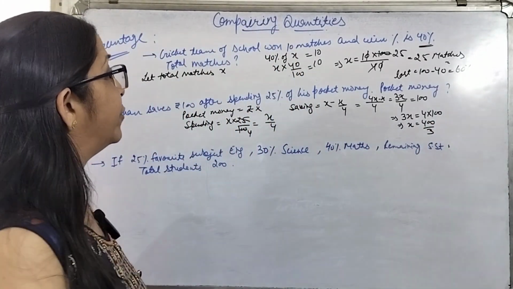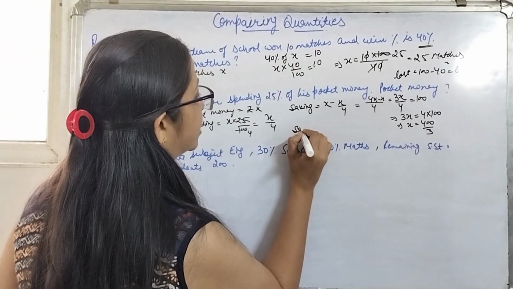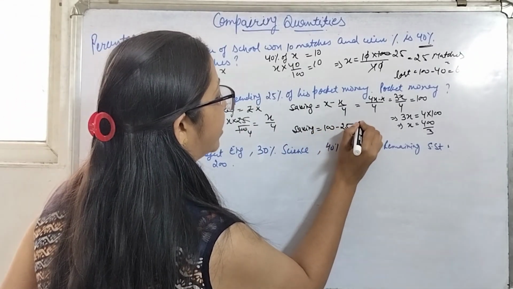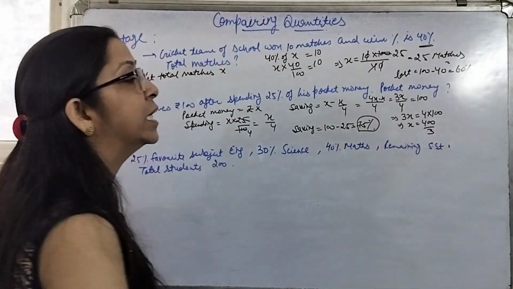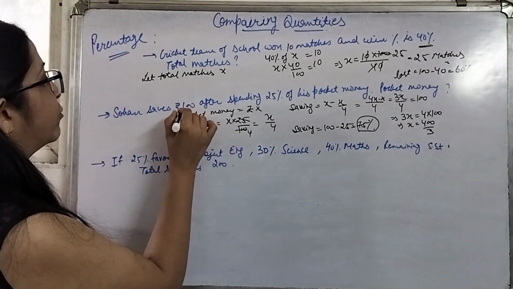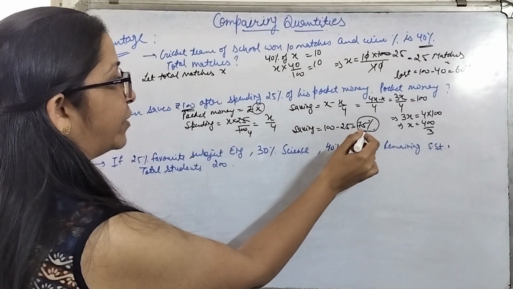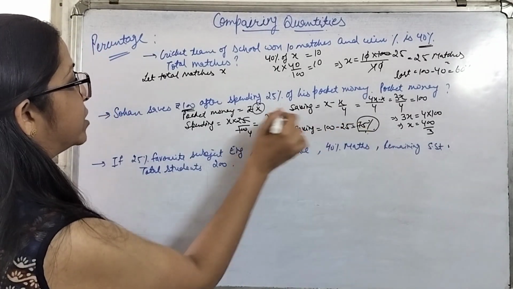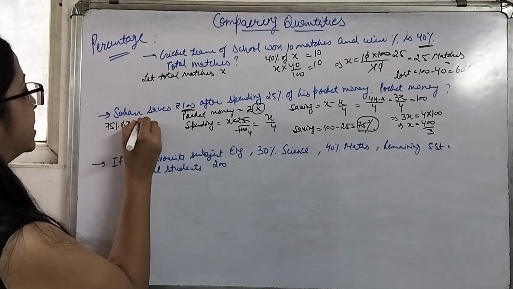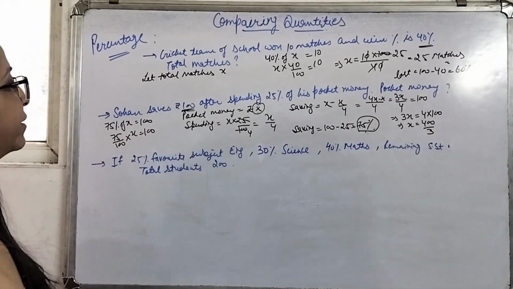The other method could be, if he is spending 25%, that simply means how much is he saving? If spending is 25%, then saving is 100 minus 25, that is 75% of the money. And if he is saving 75% of the money, it is equivalent to 100. So the pocket money was X, and 75% he is saving. So 75% of this X is 100, or we can say 75 upon 100 multiplied by X is 100.